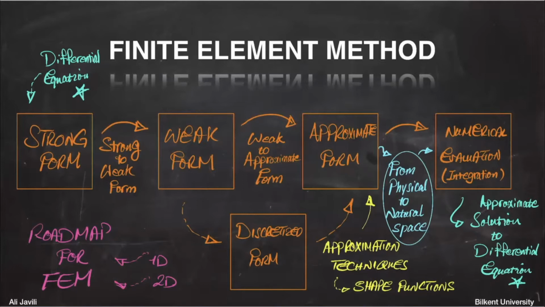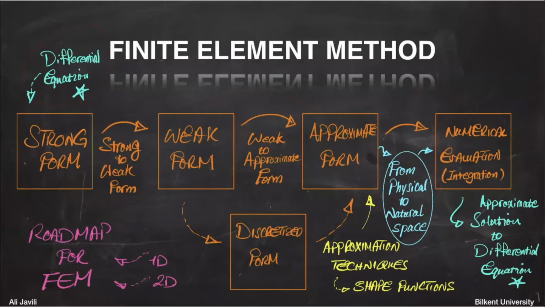So if you look at this roadmap, the starting point, again, is the strong form, which is usually a differential equation. And then you go from strong form to weak form. Then you have the approximation. You use shape functions for approximations, but also you use them for transformation from physical space to natural space. And you also have numerical integration using Gauss quadrature. And then eventually you will have your stiffness that you assemble elements together, and then you can solve it, and that would be the solution to your problem.